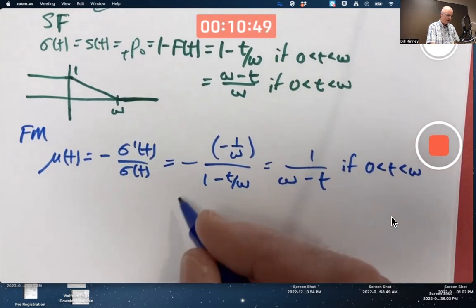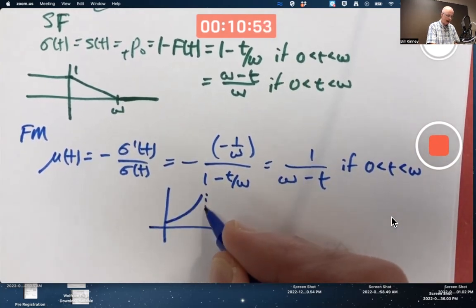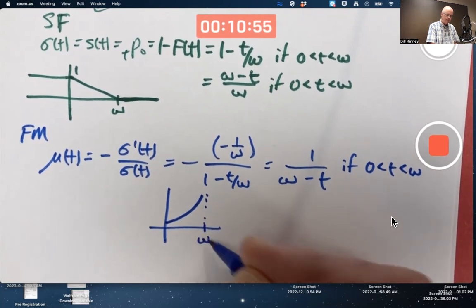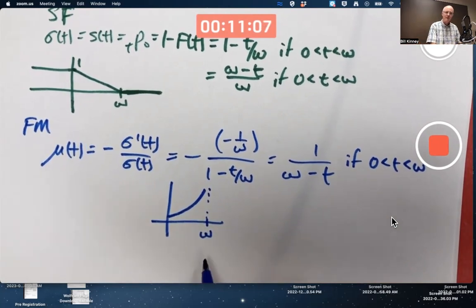That has a graph that looks like this, and that's the kind of graph that's got a vertical asymptote corresponding to the drop dead date of omega. Okay, sorry to be so blunt with drop dead, but it's quick to say. That appliance has got a built-in drop dead date.